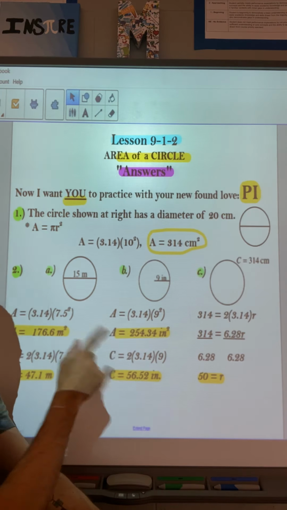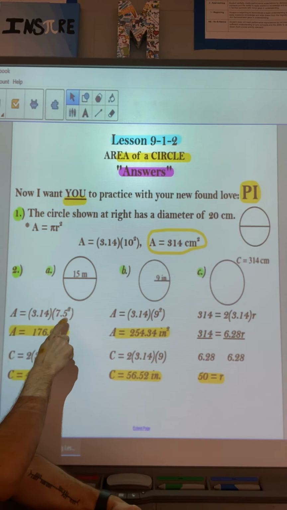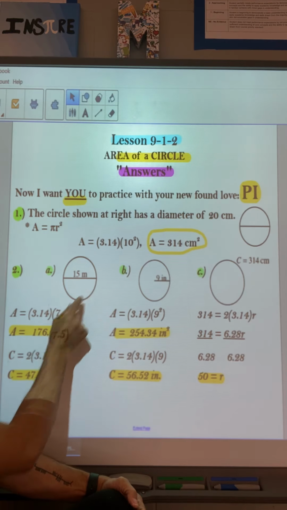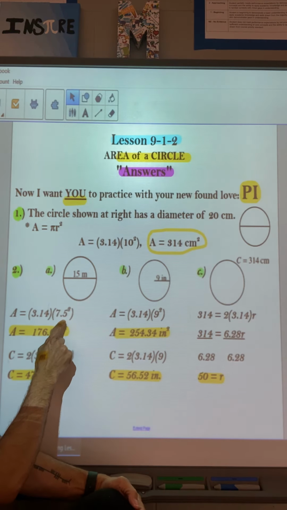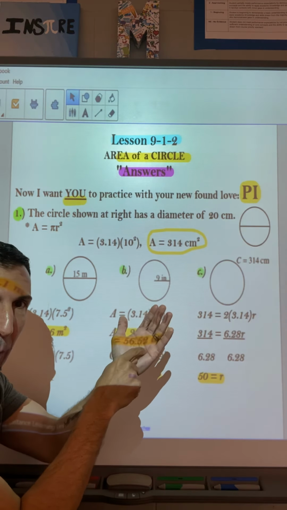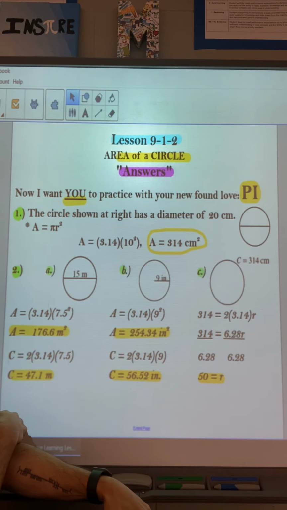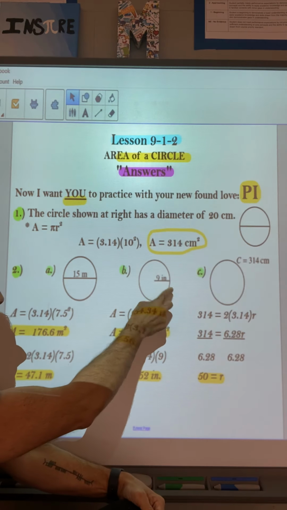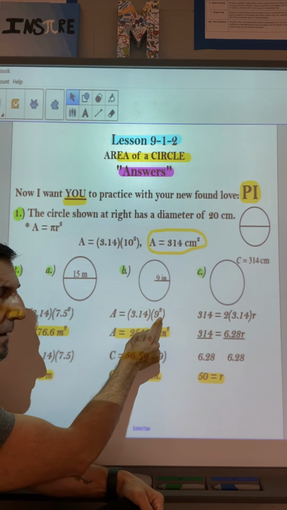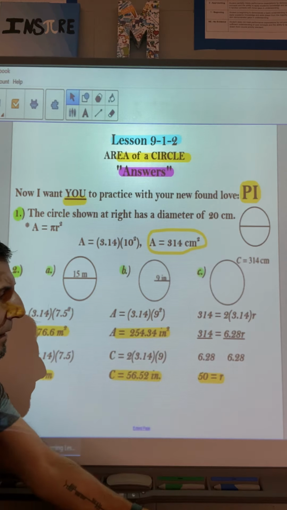Now we have these, where you had to find the area and the circumference. So let's do the area first. That's the easy one. So here, we put in 3.14. We take the radius, which is halfway across, 7.5 squared. So I get on my calculator, do 7.5 times 7.5 times 3.14. And I get 176.6 meters squared. Here, I use the 9, so 3.14 and 9 squared, or 9 times 9. You should have gotten 254.34 inches squared.